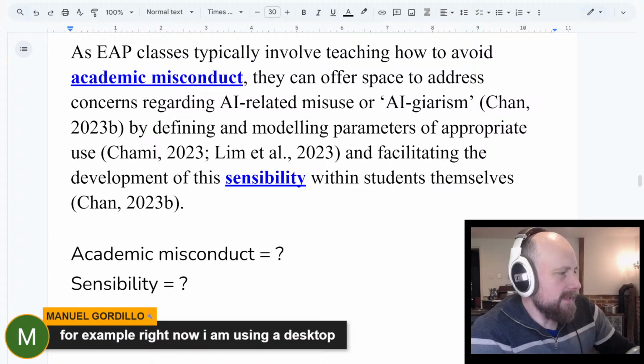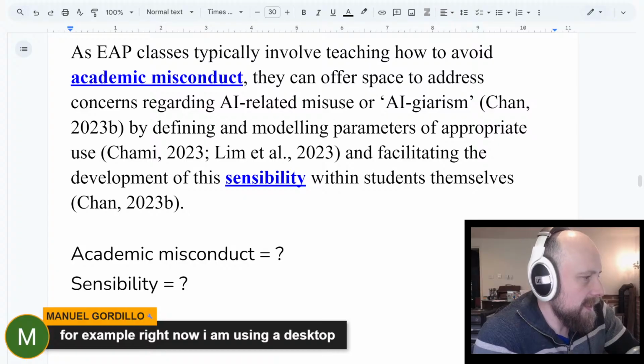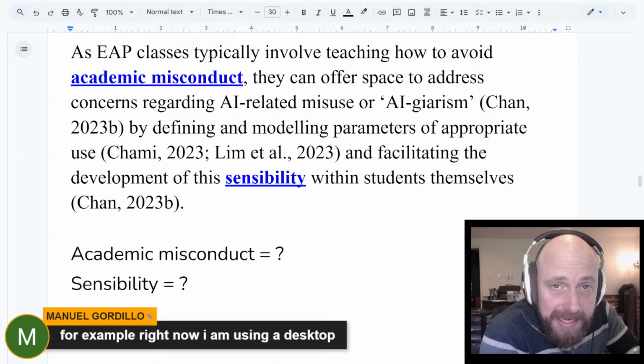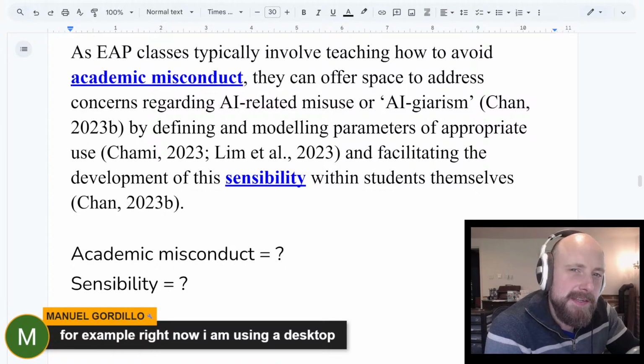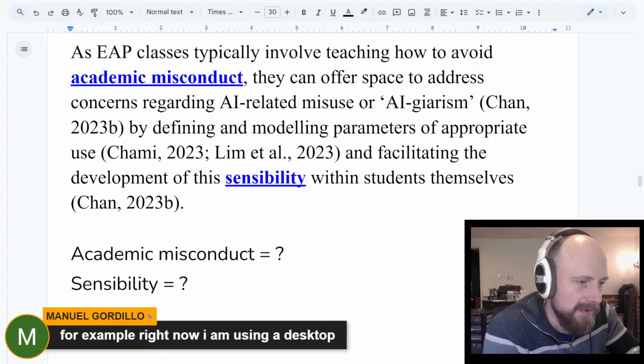So Manuel, I think, is trying to give an example of a use case, saying, for example, right now I'm using a desktop. So that's not quite a use case, Manuel. The use case would be watching a stream. You are using a desktop, and one of the use cases of your desktop is watching a live stream, right? So it's like a situation when you can use that device or program in order to do something, right? That's a use case.